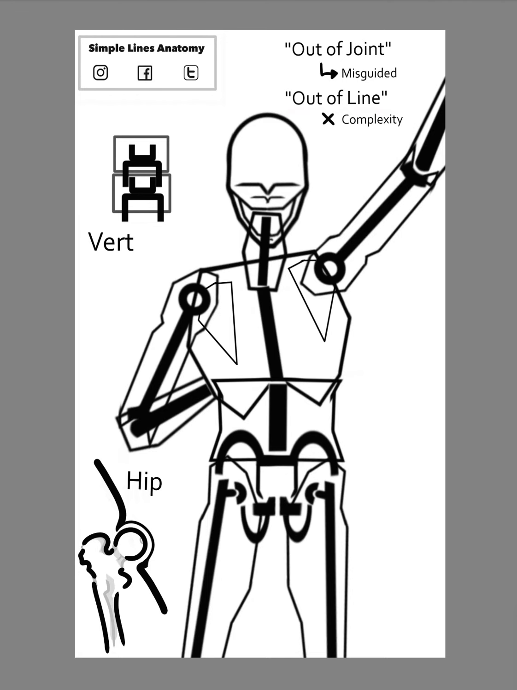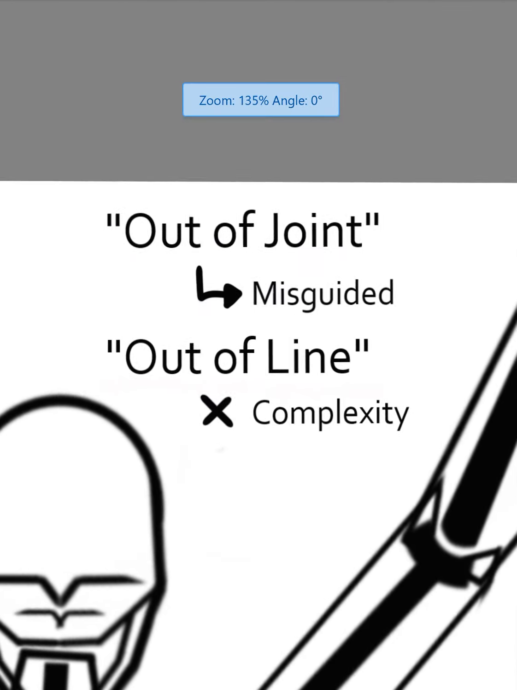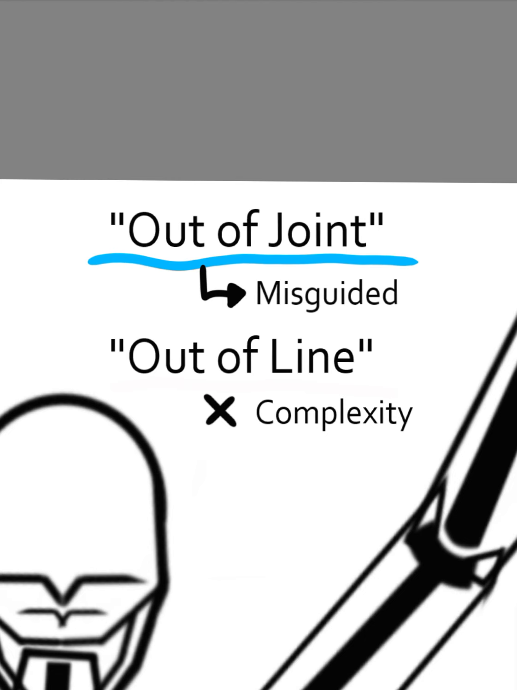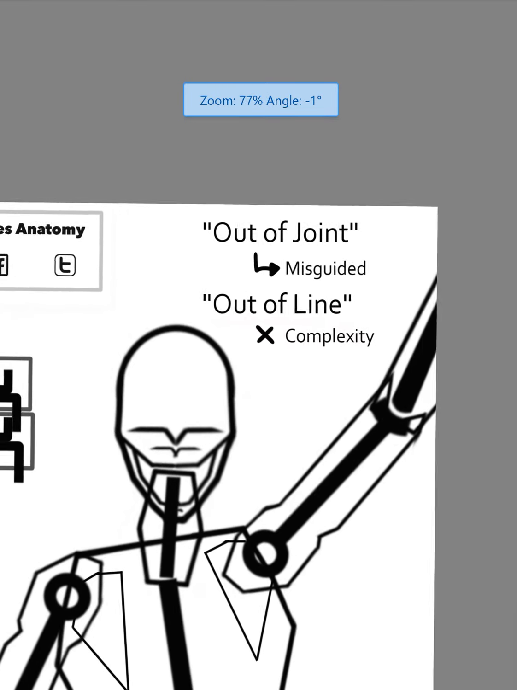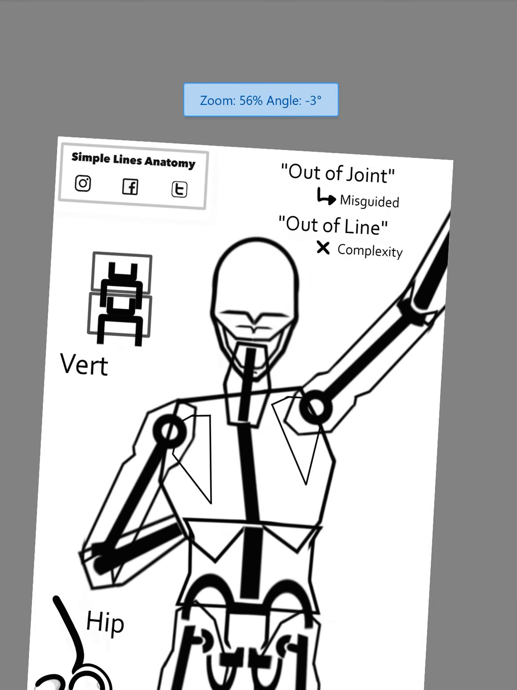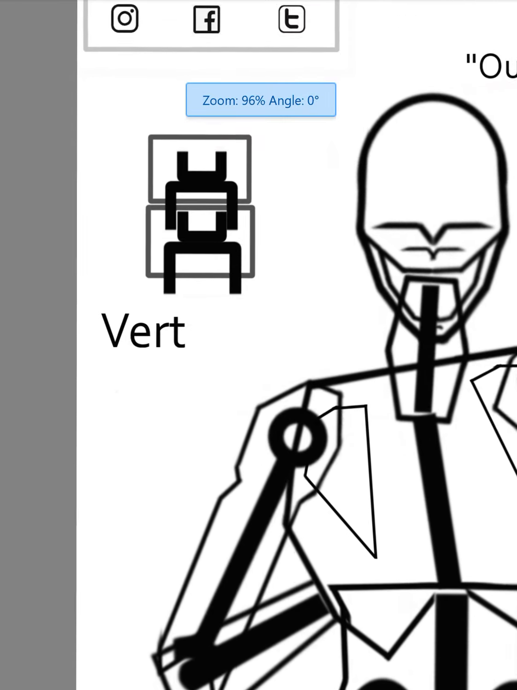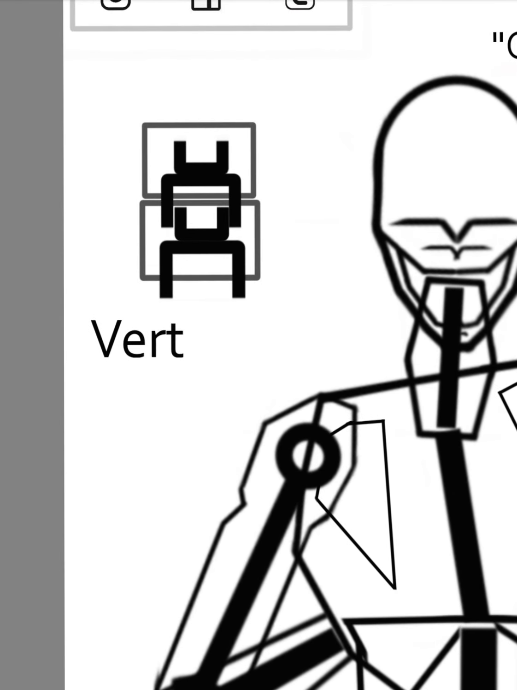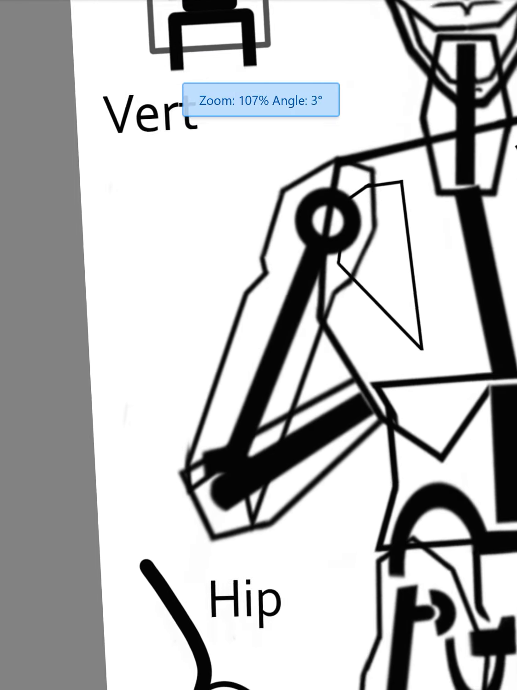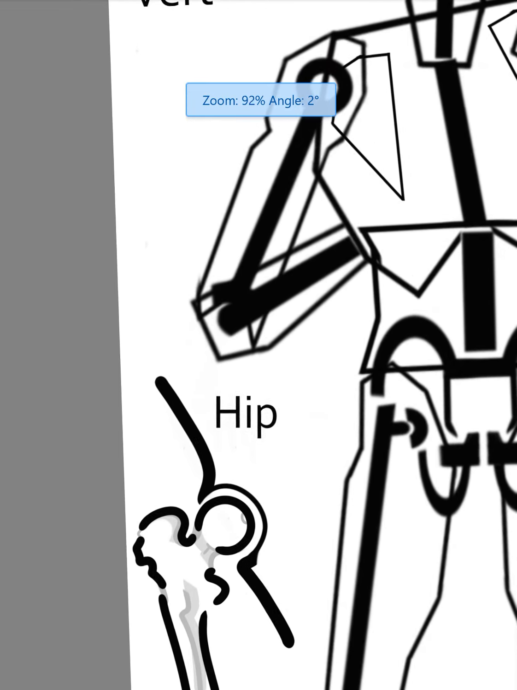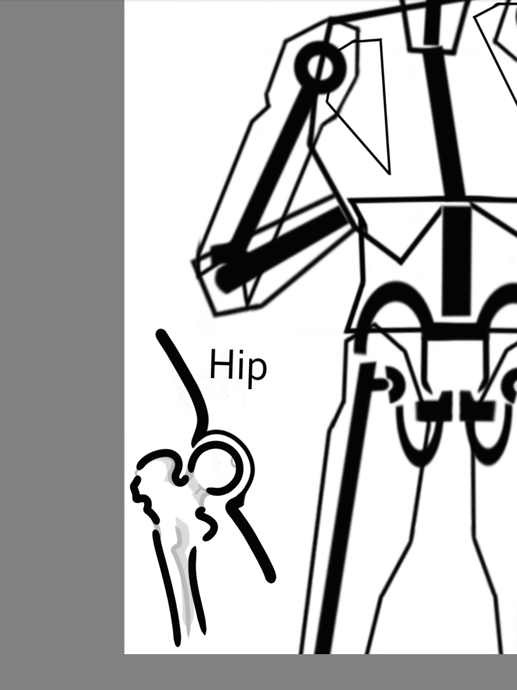I have a question for you. Have you ever used the expression "out of joint" or "out of line" when you're talking about a person's pain or their structural problems? There's an issue with using these expressions, and it's in the fact that these terms mean one thing to the person saying them, one thing to the educated practitioner, and they can mean a very different thing to the person hearing it, the patient or the client.